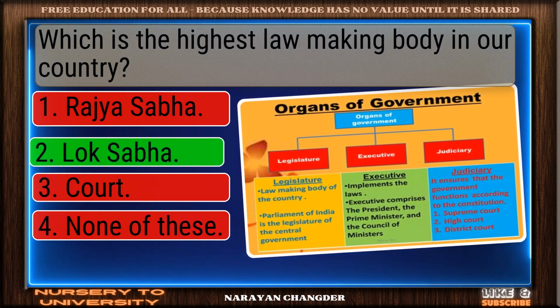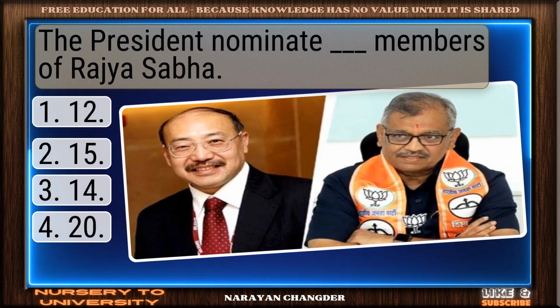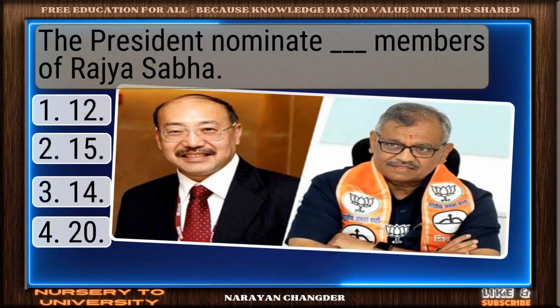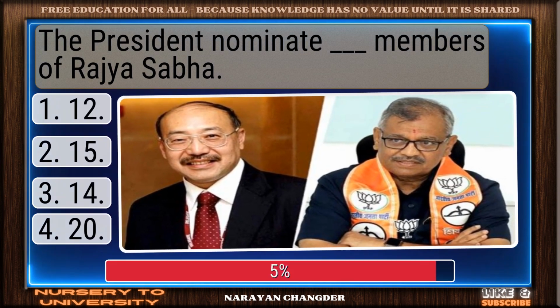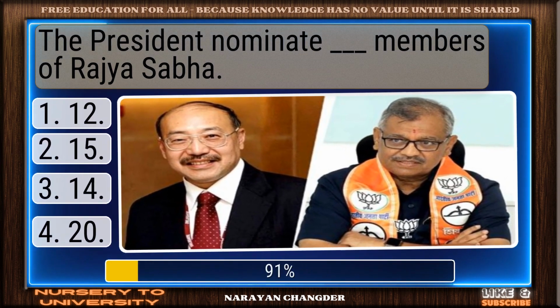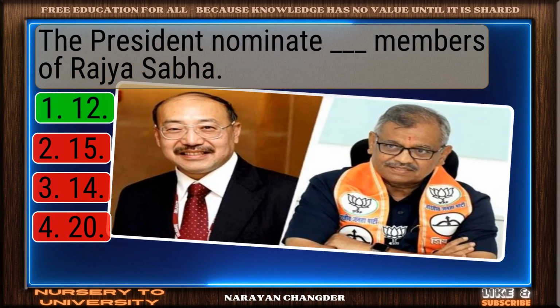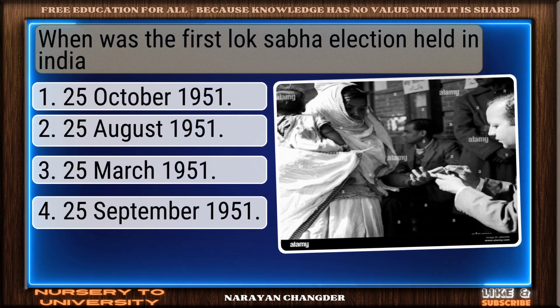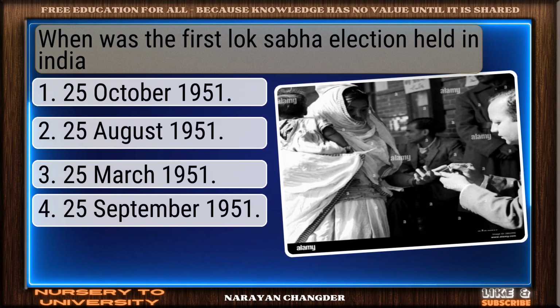You chose Lok Sabha, and it is correct. Question number 119. The President nominates dash members of Rajya Sabha. Excellent choice. 12 is the right answer. Question number 120. When was the first Lok Sabha election held in India?